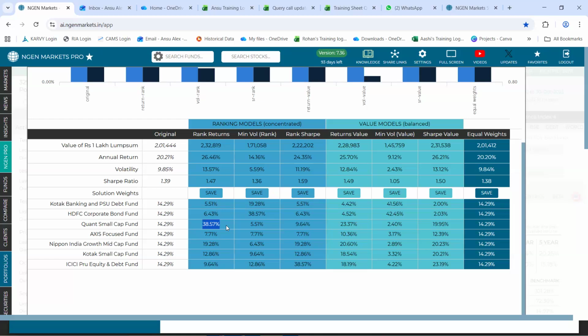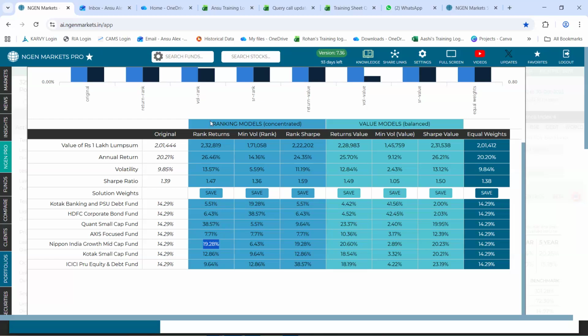And similarly, the second best return out of this list of funds was given by Nippon India Growth Mid Cap Fund. Hence, it got an allocation to an extent of 19%. Now, here as well, you might see there is a difference in terms of their allocation. Quant got 38%, while Nippon got 19%, which is exactly half of what Quant got.